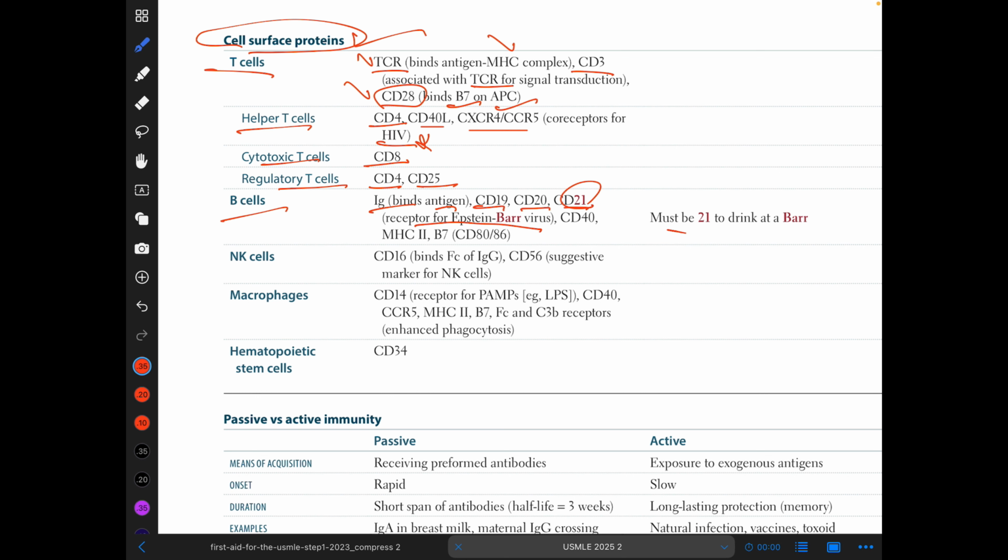The 21 must be 21 to drink after a bar. So CD21 is for Epstein-Barr virus.